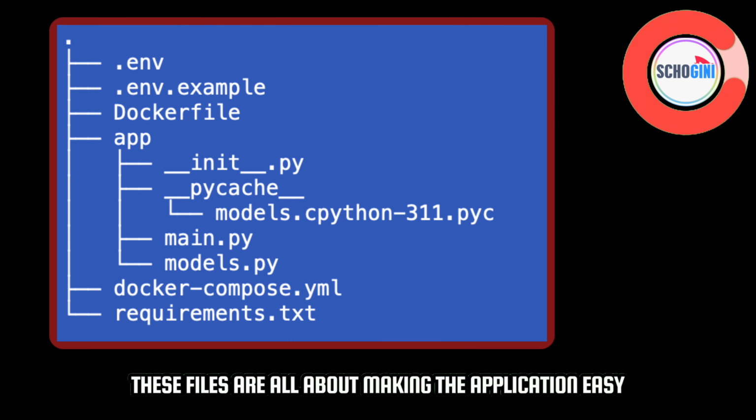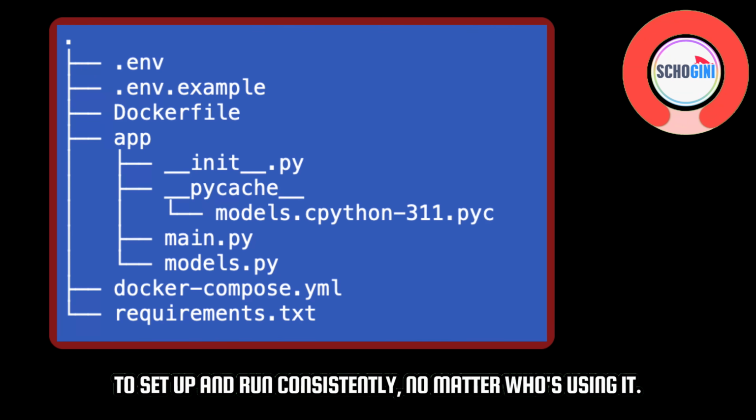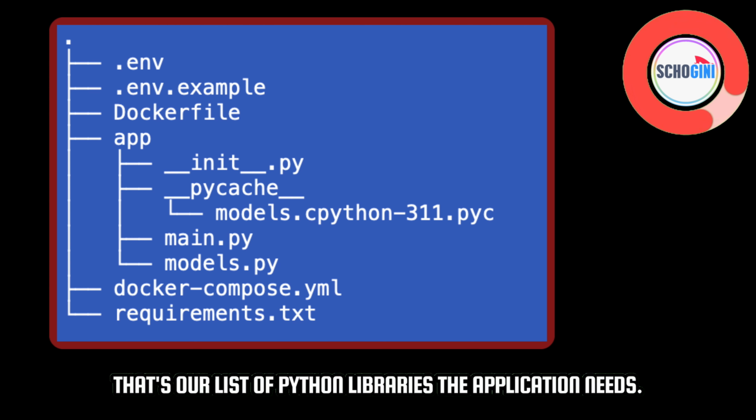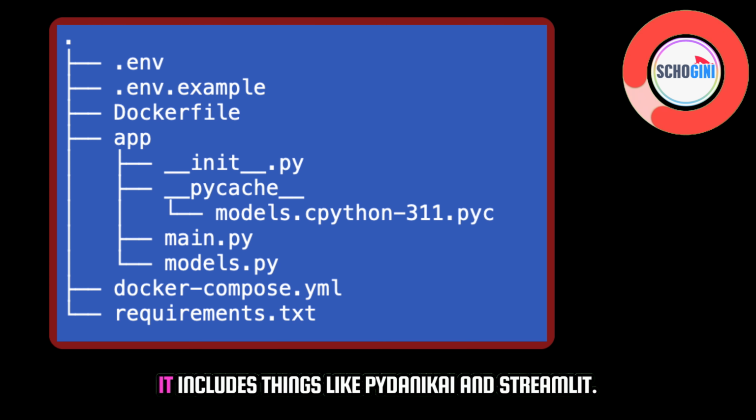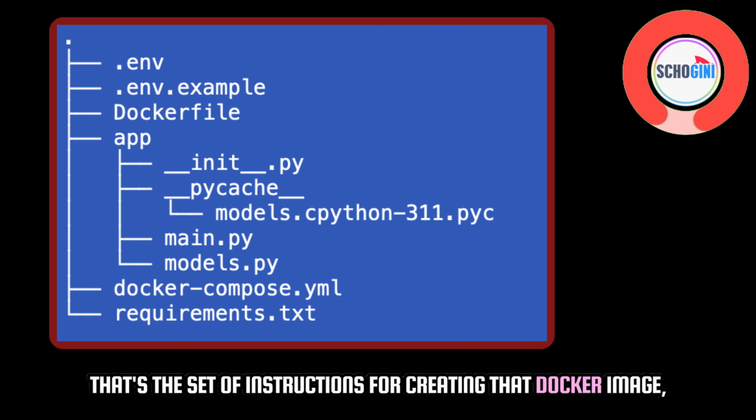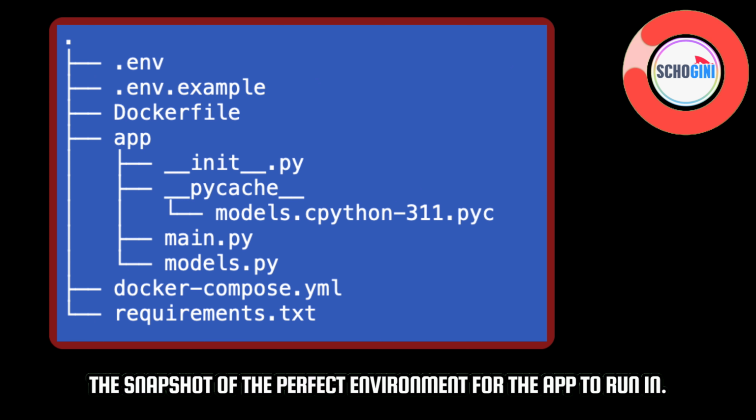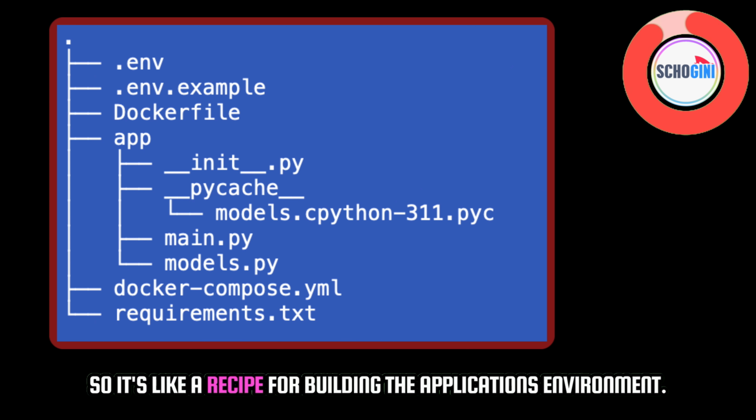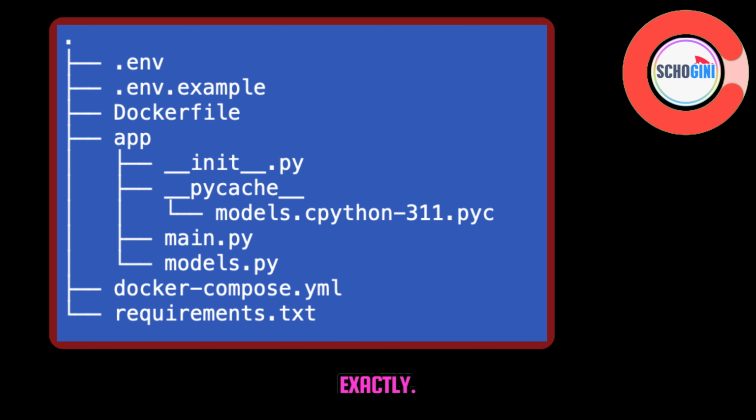These files are all about making the application easy to set up and run consistently, no matter who's using it. Remember requirements.txt. That's our list of Python libraries the application needs. It includes things like Pydantic and Streamlit. The Dockerfile, that's the set of instructions for creating that Docker image, the snapshot of the perfect environment for the app to run in. It includes the operating system, Python, all the necessary libraries, and your application code. So it's like a recipe for building the application's environment. Exactly.